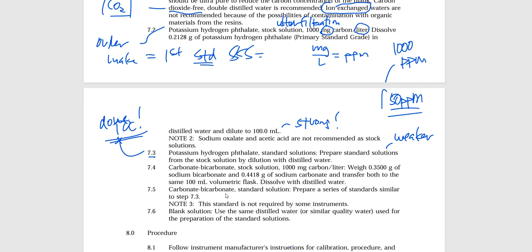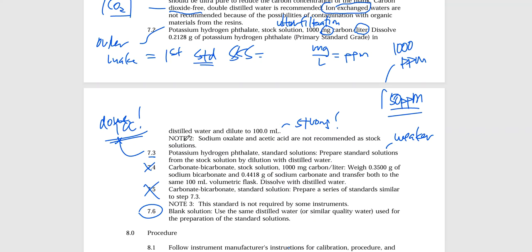Next up is 7.4, the carbonate by carbonate mix. We're actually going to skip this. We're not running that at all. 7.5, carbonate by carbonate. Well, it's a series of calibration curves and diluted samples. We're going to get rid of that as well. And then 7.6 is a blank, and it's used the same distilled water that you have used for all of the other things that you have prepped. So we need a few blanks in here as well.